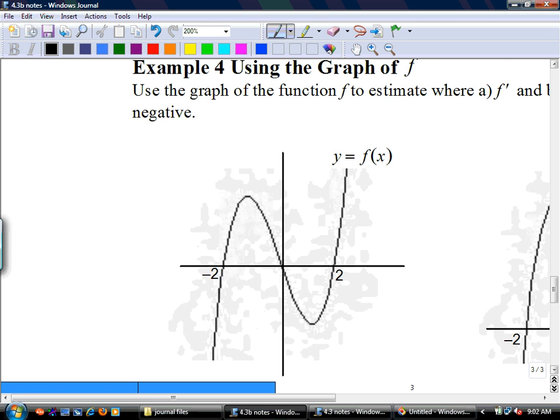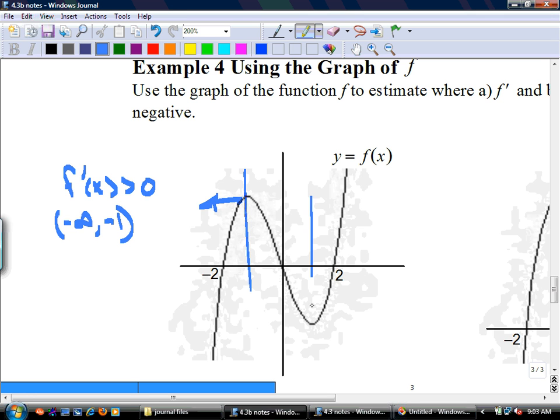So where is the function's derivative positive? From about here and left, it's positive. We're going to get colors all over the place. It's going to be fun. So f prime of x is bigger than 0 when x is in the interval negative infinity to negative 1. Where else is it positive? Right of 1, the interval 1 to infinity.